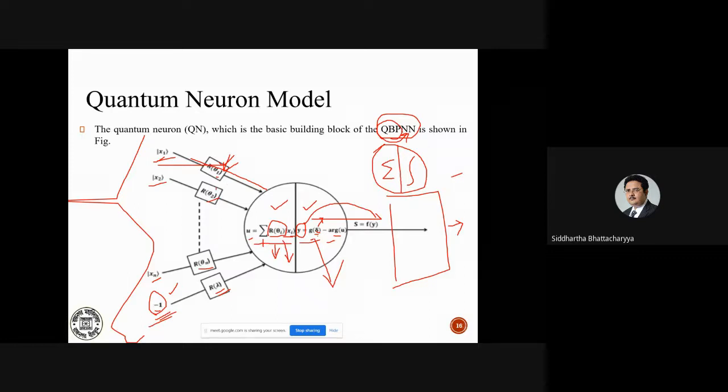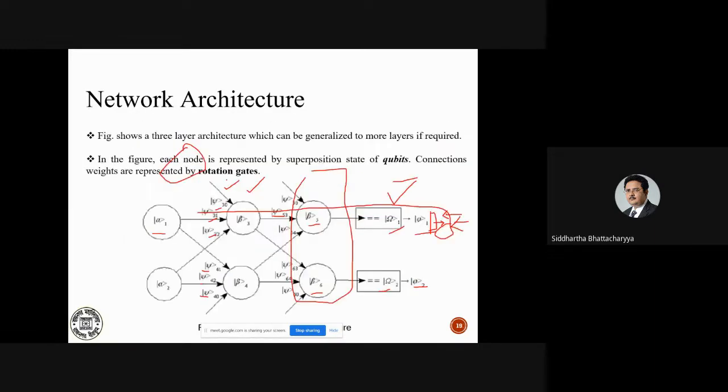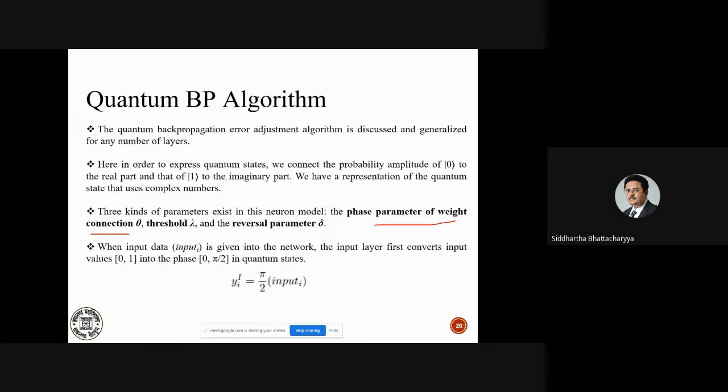These are different thetas which you are using over here. You do not know the actual theta which will give you the exact output. So these are random in nature, and by means of trial and error, you find the best possible alternative. This is one of the factors which is going to introduce some error. First of all, this is the phase parameter of connection theta, and there is also the threshold lambda.